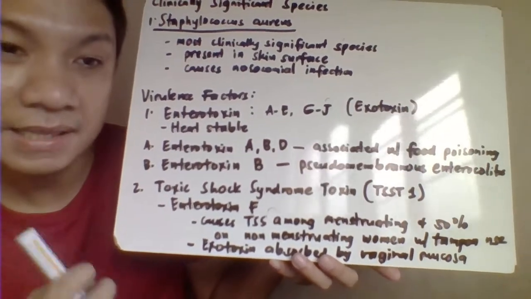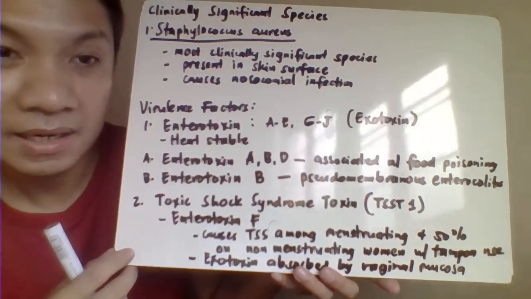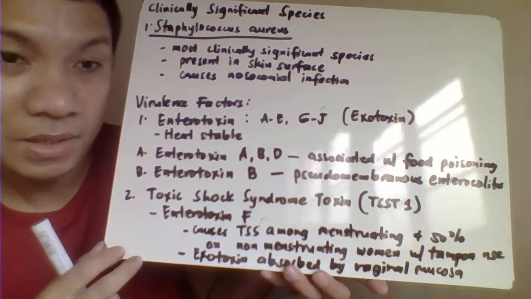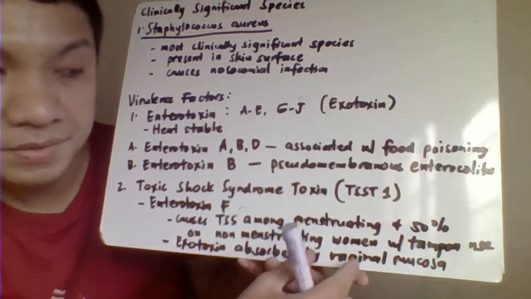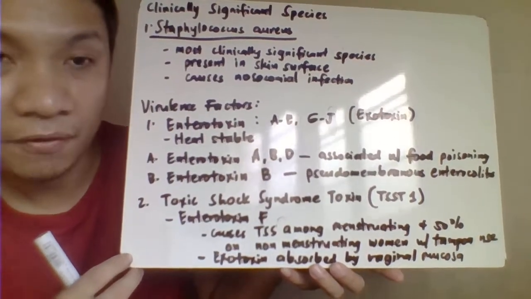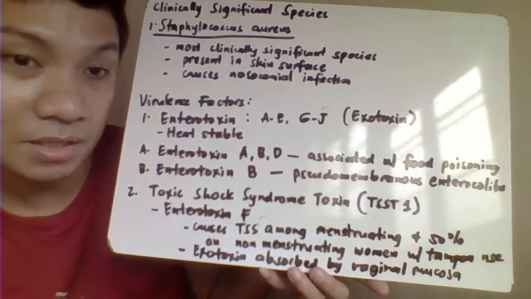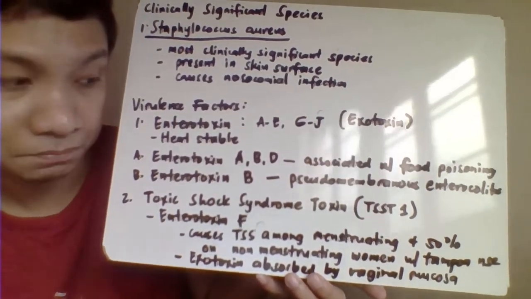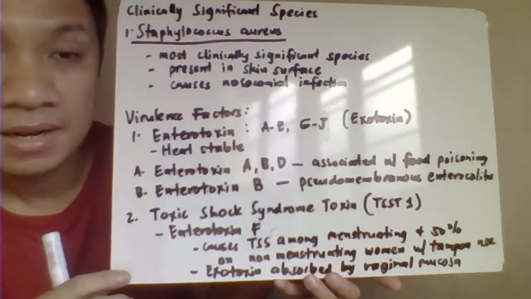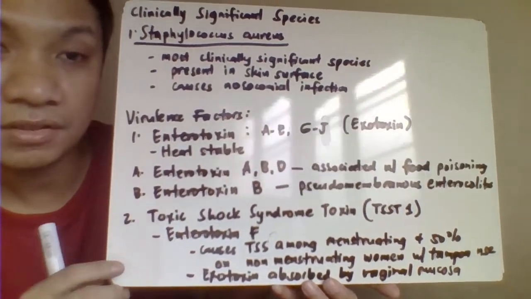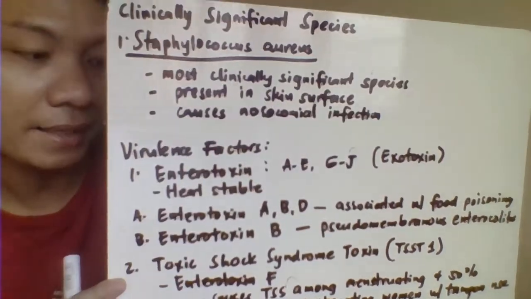So basically, this toxin, nire-release ito ng Staphylococcus natin, which eventually na-absorb ng vaginal mucosa ng patient. And therefore, it try to cause here infection. It try to spread and eventually try to cause a toxic shock syndrome. Okay, again, that's your enterotoxin F. This is your causative agent of your toxic shock syndrome toxin 1.